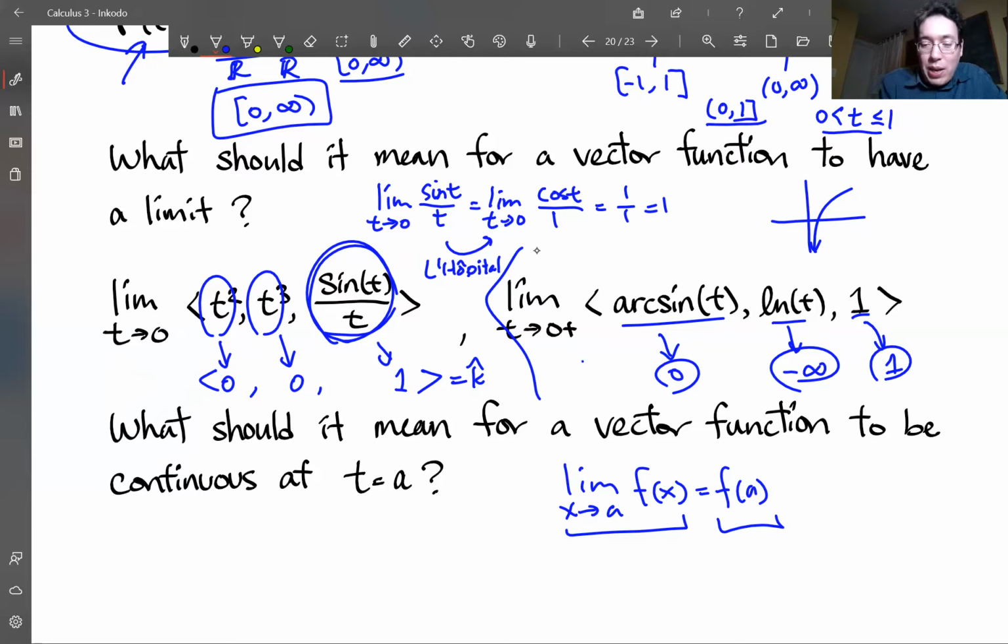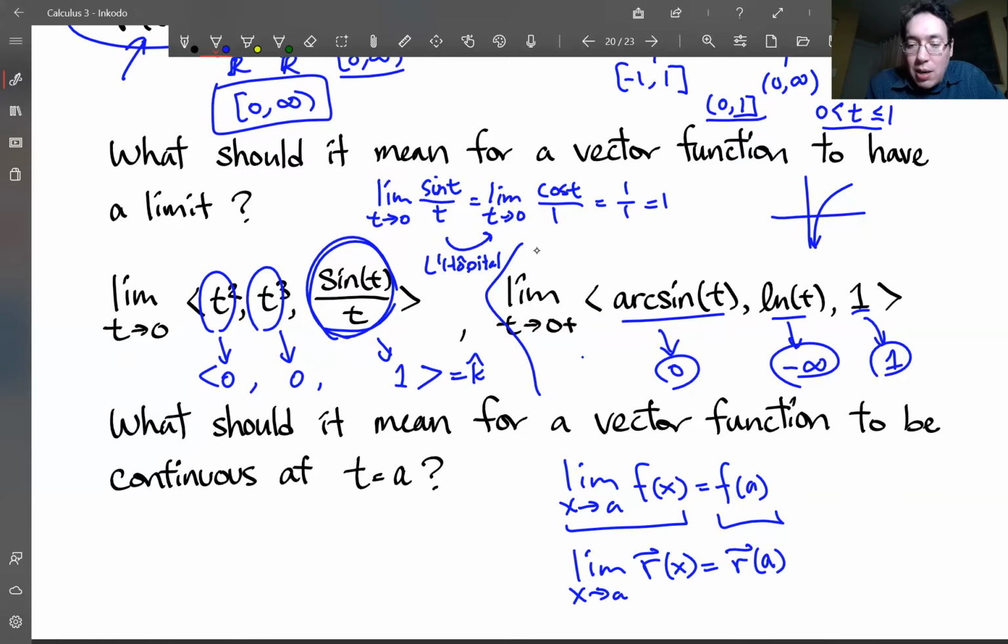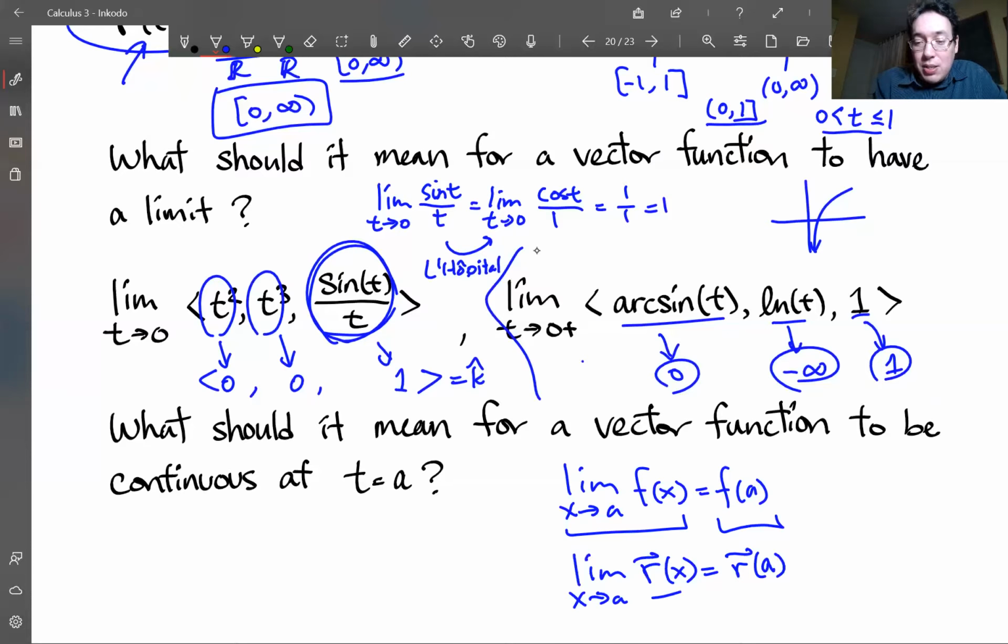It's the same thing with vector functions. When we're talking about continuity of a vector function or parametric function, the limit of each of the components has to exist. Each of the components of the vector function has to be defined, and they have to agree. So all three components have to agree at the same time.